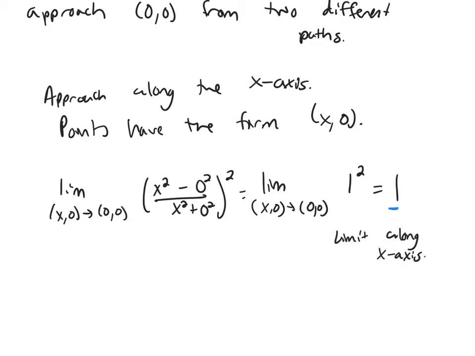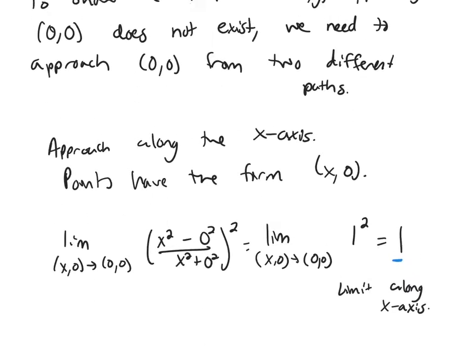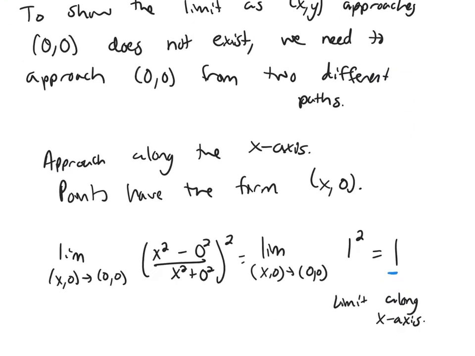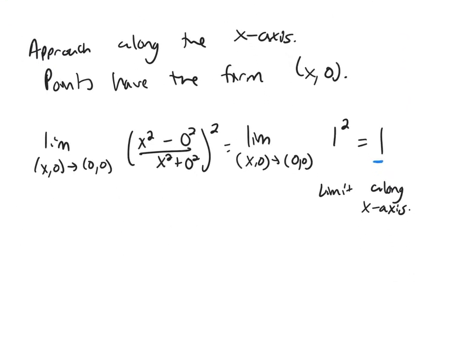So now let's approach (0, 0) along a different path. Let's say I'm going to go back here. What if I approach along the line y equals x? So I'm approaching this way or approaching that way. So approach (0, 0) along the line y equals x.